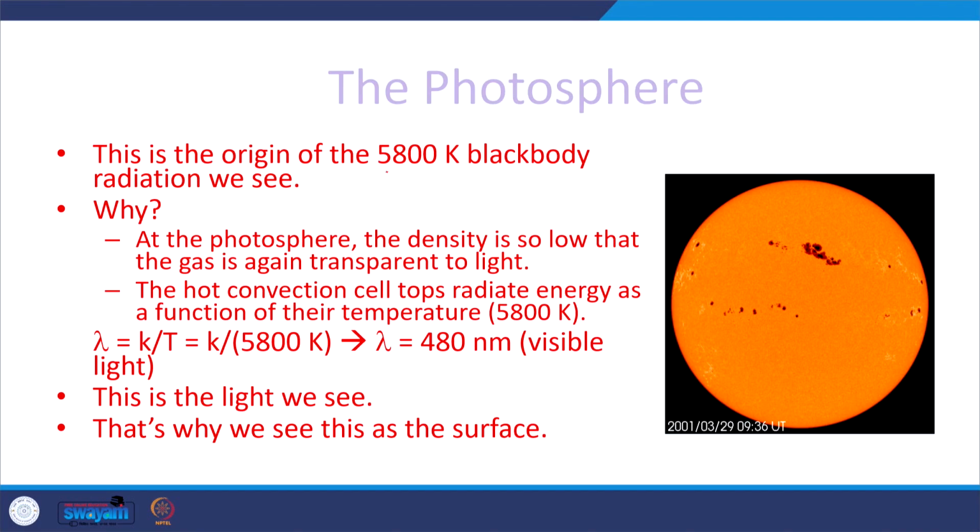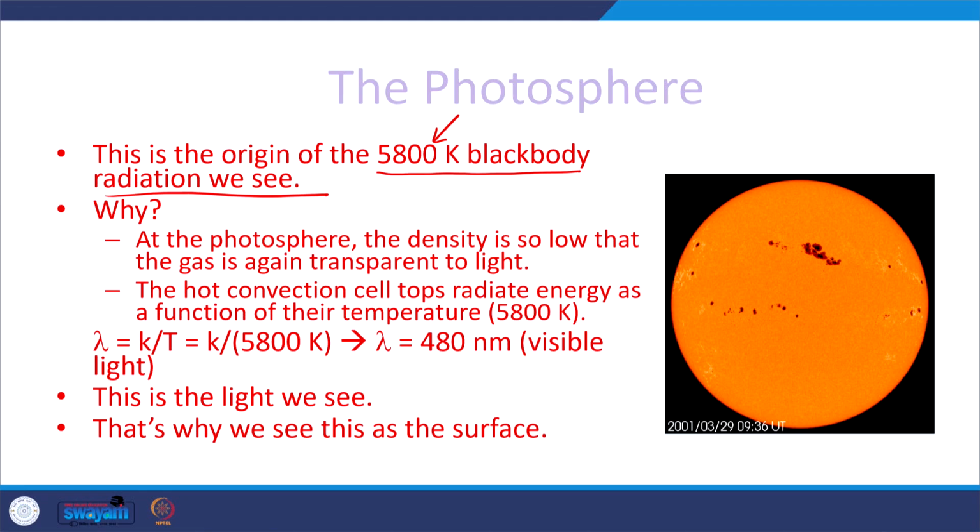The photosphere is the origin of the 5800 Kelvin black body radiation that we see. We've done that simple calculation, right? Depending on the temperature, where do you expect the maximum amount of energy to be concentrated? For that, the temperature that you're going to use for the Sun for all practical purposes is approximately 5800 Kelvin.